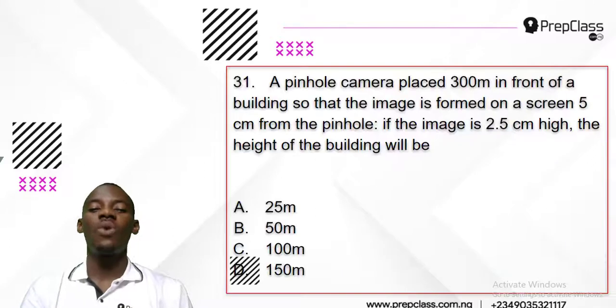Let's get to number 31. It says a pinhole camera placed 300 meters in front of a building so that the image is formed on a screen 5 centimeters from the pinhole. If the image is 2.5 centimeters high, the height of the building will be what?